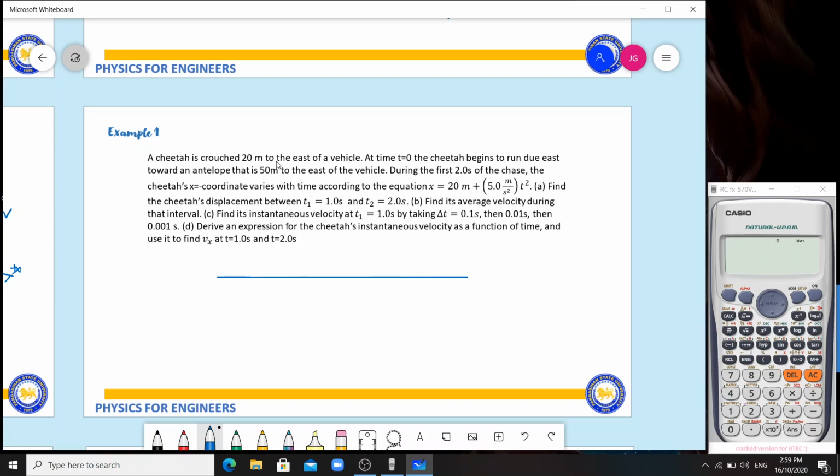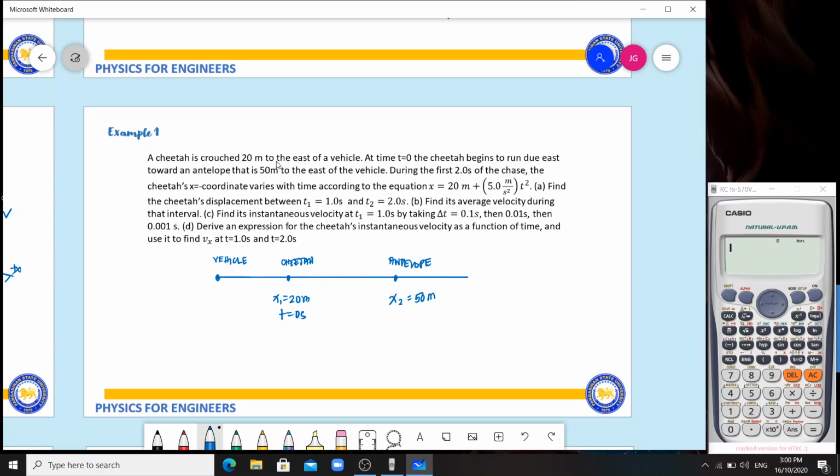So, sabi niya, a cheetah is crouched 20 meters to the east of a vehicle. Okay? So, let's say, for example, ang datum natin is nandun sa vehicle. Tapos, sabi niya, 20 meters east of the vehicle, merong cheetah. Okay? At time 0, so 20 meters, ang x1 natin is 20 meters at time 0. Okay. At time 0, si cheetah ay 20 meters na from the vehicle. Okay. And then, towards an antelope that is 50 meters to the east of the vehicle. So, meron daw antelope dito. X2 is 50 meters. Okay? 50 meters from the vehicle or the datum.